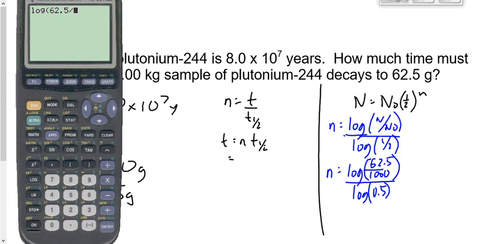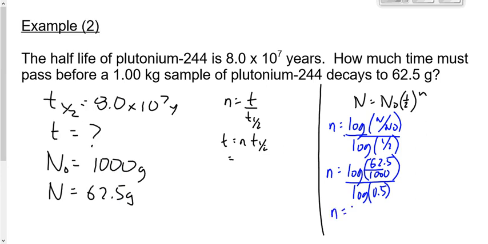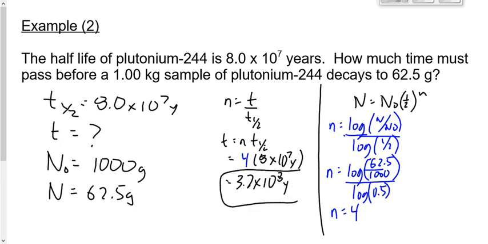62.5 divided by 1,000. Now let's divide that by log of 0.5, and I get 4. So if I multiply 4 times the half-life being 8 times 10 to the 7 years, I end up getting 3.2 times 10 to the 8 years. Perfect. Right answer? Done.